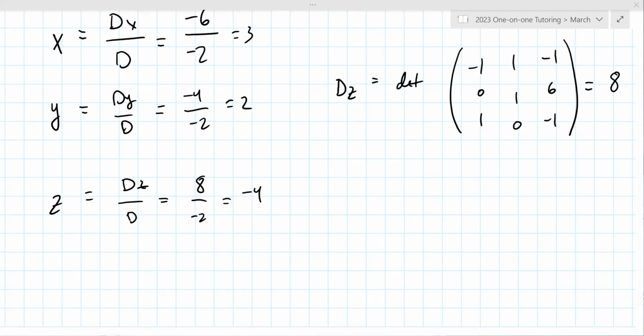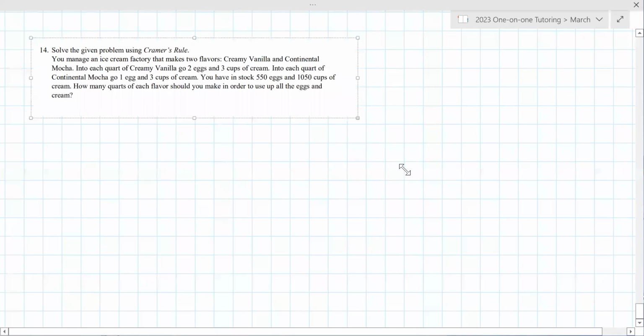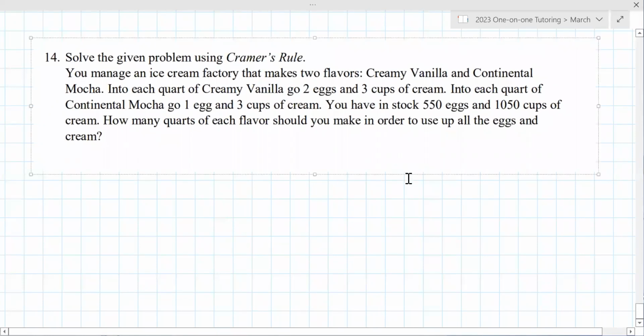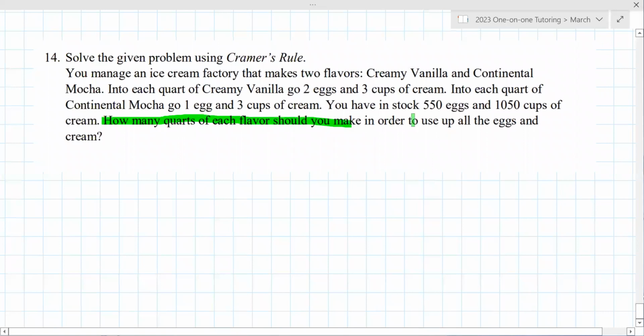All right, so I would recommend we set up 14. Setting up a story problem is kind of the most difficult part. The solving you've got many options for. Was that okay? All right, so let's go to number 14. You manage an ice cream factory that makes 2 flavors, vanilla and mocha. Actually, I'm doing this wrong. You always go to the last sentence. That tells you the variables.